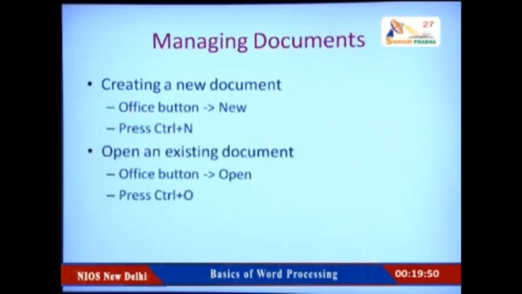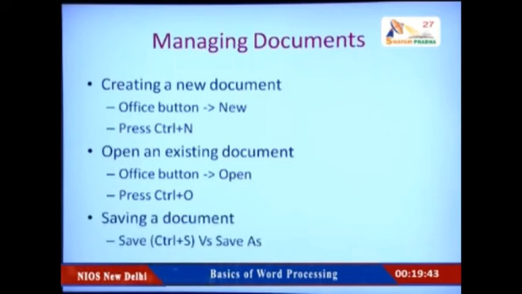Suppose I want to save it. I go to Office button, a menu opens. I can choose the option save or save as. Because this is a fresh document, there is no difference between save and save as. I click at save. It opens the save as window. Now here I can give a suitable name to my document. Now let me say demo.